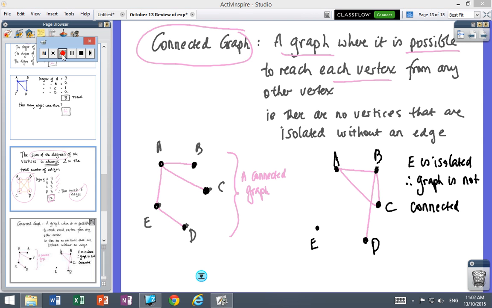So just to go through the two examples, the bottom left example, A, B, C, D, there's a road that connects all the vertices, so we call it connected. But in the second example, poor old E is by itself with no road, so it's not connected. Connected, not connected, that's it.